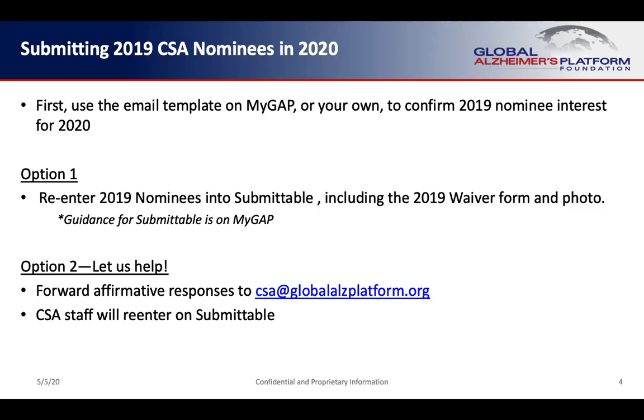You can forward your affirmative response to CSA@globalausplatform.org, and someone from the CSA staff will re-enter all of your Submittable information for each nominee that you get confirmation from.